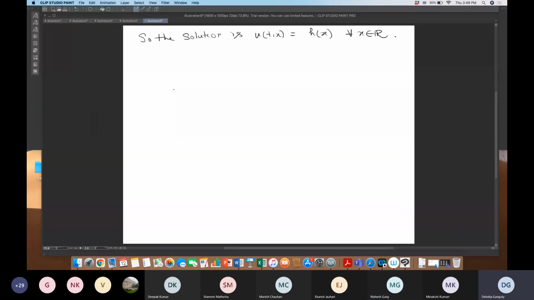Okay. Now a little bit of a difficult case. Case 2, when a is not equal to 0. That means we have to consider u_t plus a u_x equal to 0 when t is positive, x belongs to R, and u_0 of x is equal to h of x. Now how to solve this? Any idea?